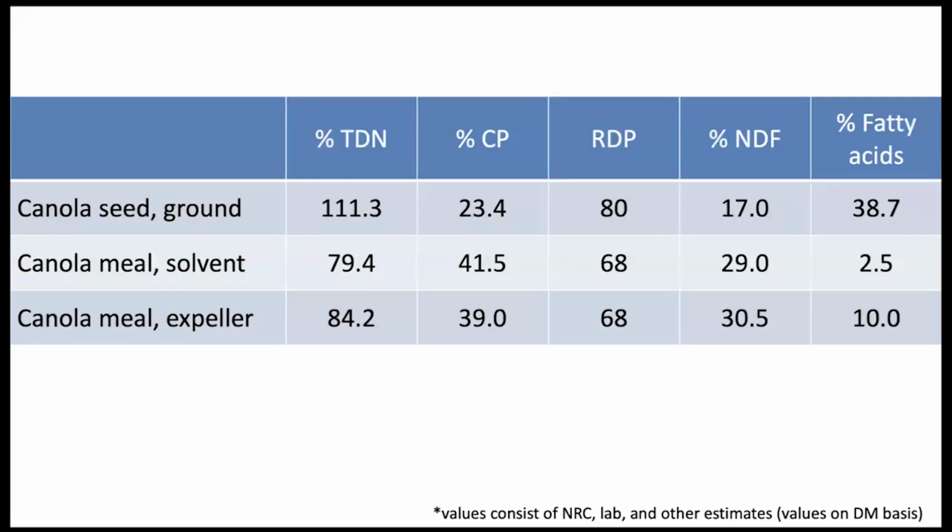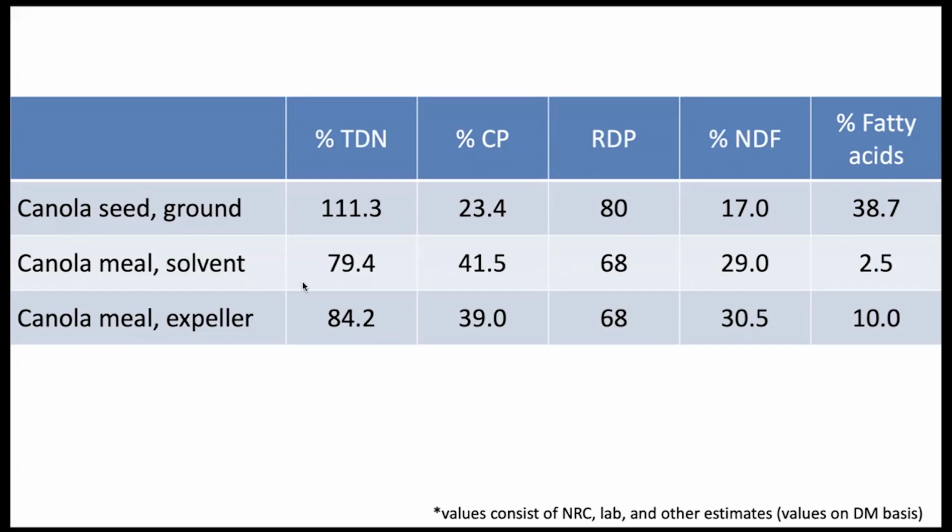When we look at energy value, it'd be highly unlikely you're going to see canola seed. If you did, you would want to grind it, but I put it in here just as a reference so we could see how it compares to soybean meal. Ground canola seed would be about 111 TDN, about 23% protein. You can see 38.7% fatty acids. So really high oil content in canola seed.